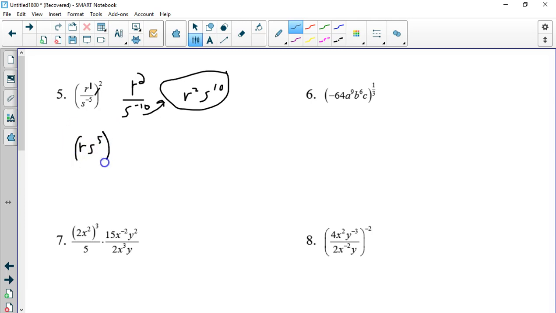And then that is being taken to the 2. Send the 2 in here. Send the 2 in here. You get the same answer. It's just 2 different ways to go about it. Not one right, not one wrong.